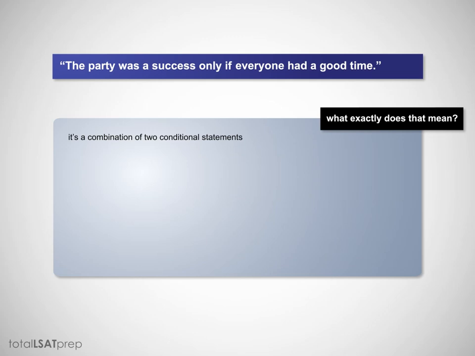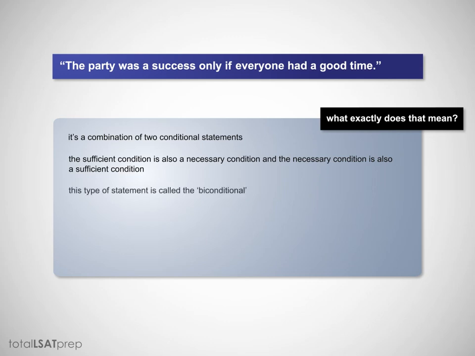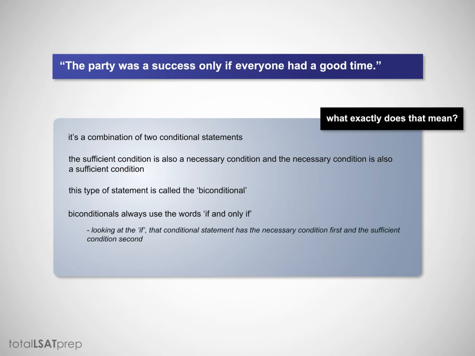Now, in this case, the sufficient condition is also a necessary condition, and the necessary condition is also a sufficient condition. And this type of statement is called the biconditional, because in one statement, it actually has two conditional statements, where the sufficient condition is also a necessary condition, and the necessary condition is also a sufficient condition. So biconditionals always use the words if and only if. Looking at the if, that conditional statement has the necessary condition first and the sufficient condition second, and looking at the only if, the sufficient condition is first and the necessary condition is second.